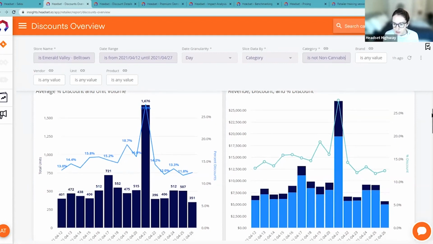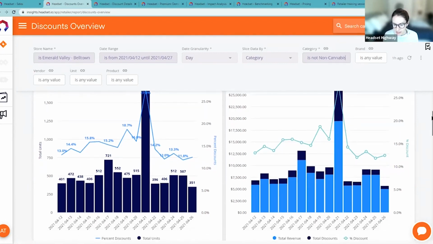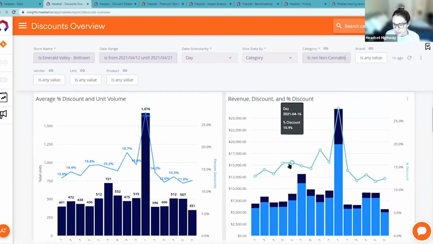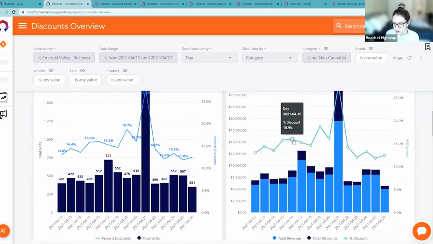So as we look, what this is telling us is what we brought in in terms of total revenue, and then what the amount was that we gave away because of the percentage of discounts that we did, or the average discount that was applied that day. So if we look here, we can see the light blue bar is the total revenue, and then the dark blue is the total discounts. The light green is going to be that discounted amount during that day, so the average discounted amount.